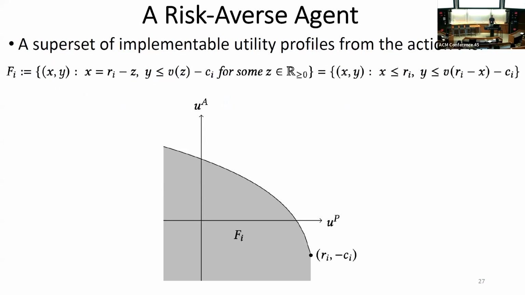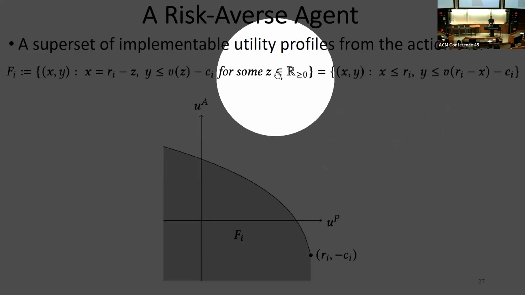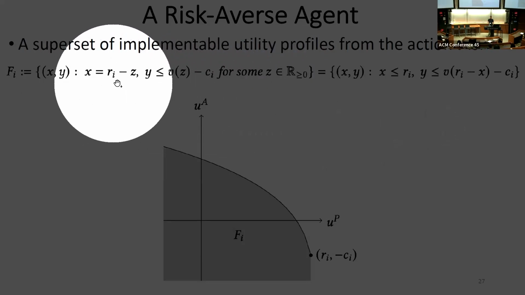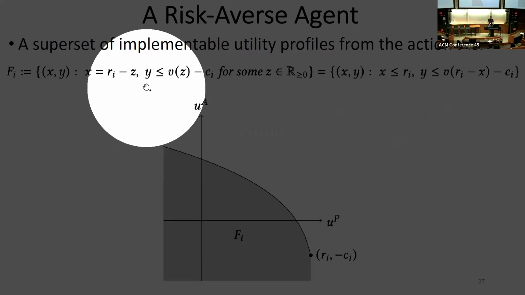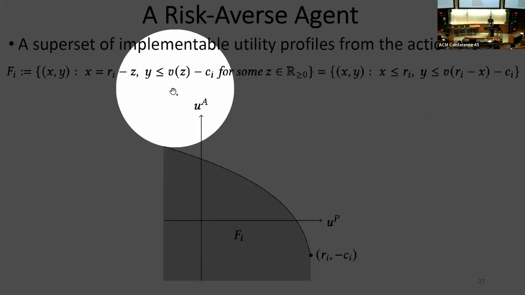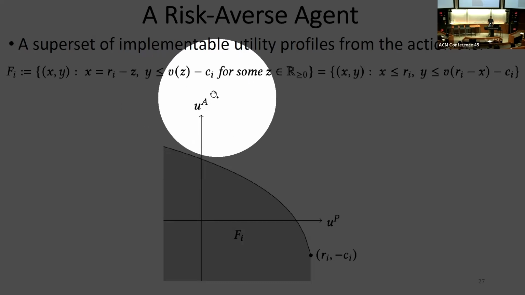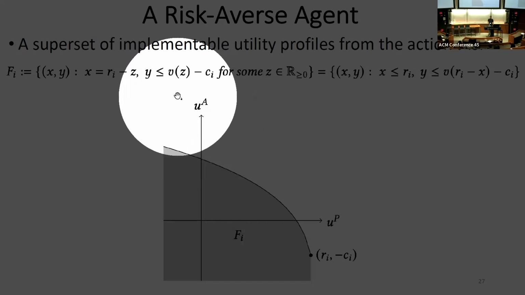Now for the risk-averse agent, here we can see a superset of implementable utility profiles. And why is it a superset? Because if Z is an expected monetary transfer from the principal to the agent, then her utility X would be her income minus this transfer, and the utility of the agent Y would be at most V evaluated at the expected transfer minus the cost, at most because V is concave. So this is a simple corollary of Jensen's inequality.